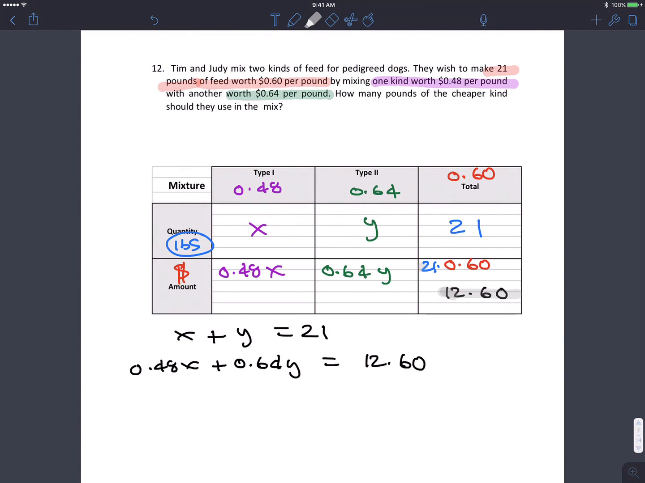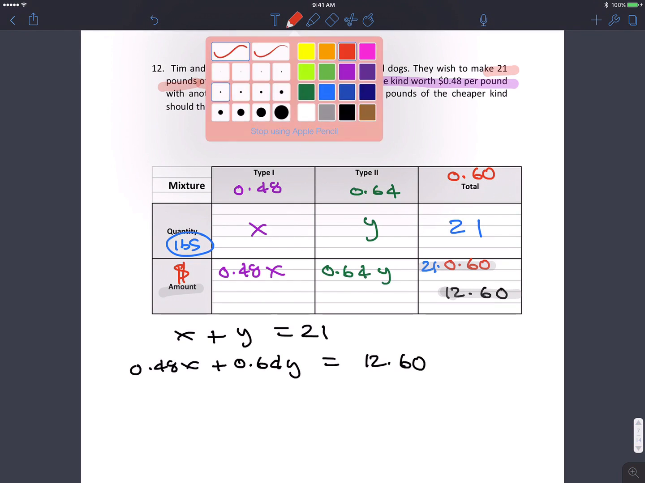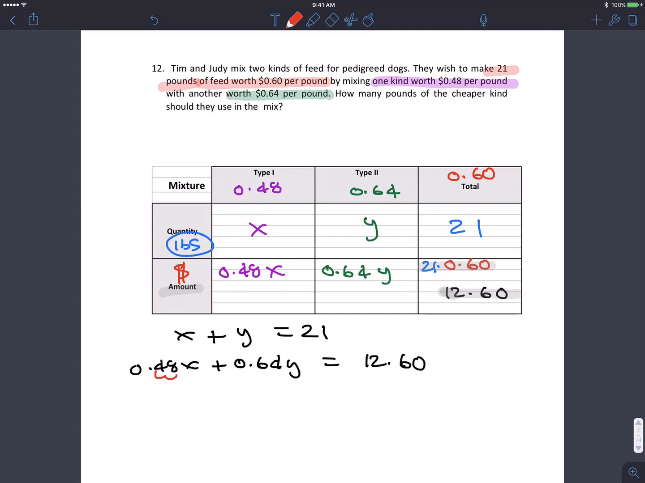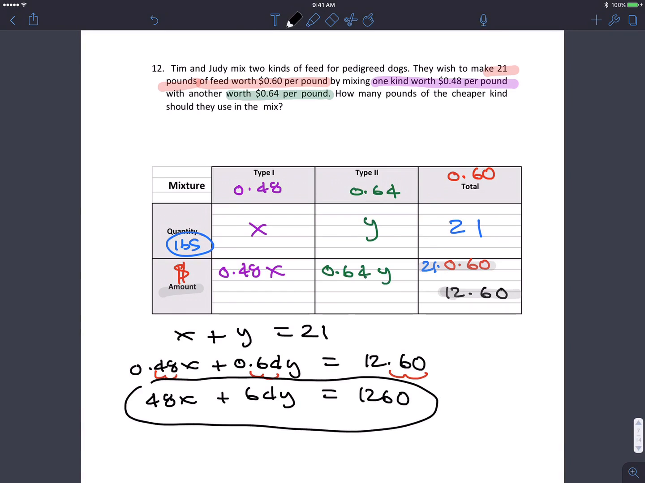This is $12.60. You have to multiply the 21 pounds with 60 cents per pound because we're getting an amount equation here that's in dollars. This is what we discussed in class. Now, the second equation involves decimals, so we're going to have to multiply by 100 to move these decimals 2 spaces to the right. And you'll end up with, for this second equation, 48x plus 64y, and that will give you 1260. So I have this second equation and this first equation.